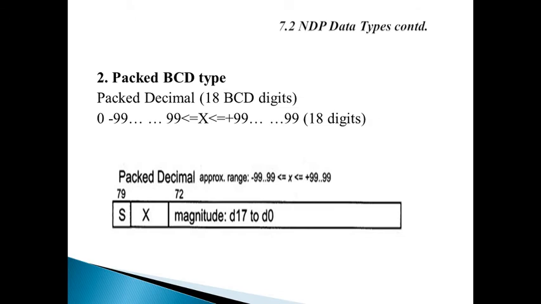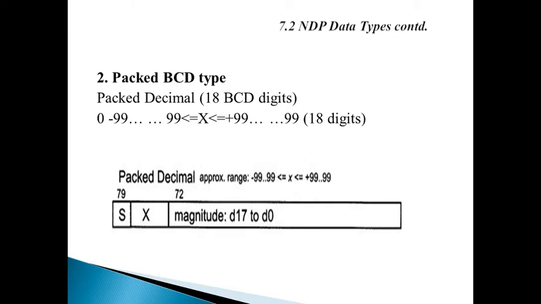Now the second main type, packed BCD type. In case of packed BCD type, 8 bits are used in order to represent 2 BCD numbers. In case of unpacked BCD, the complete 8 bits are used to represent a single BCD digit. But in case of packed, 2 BCD digits will be covered in a single byte.